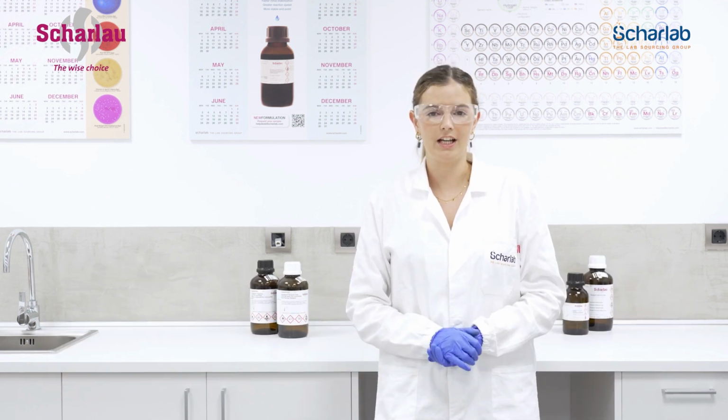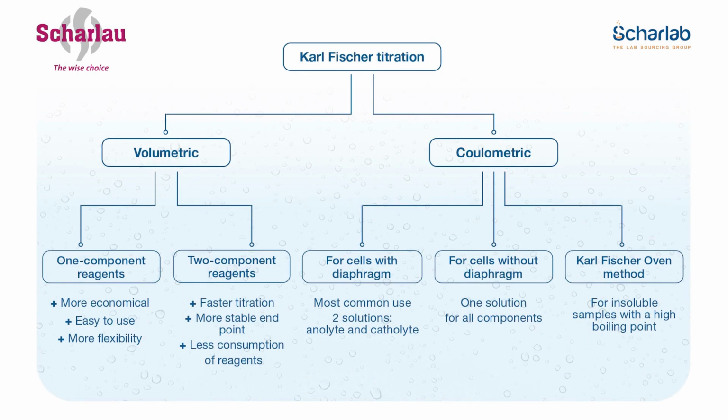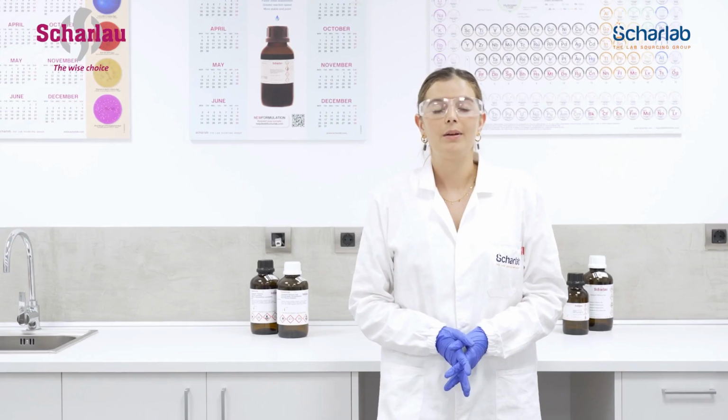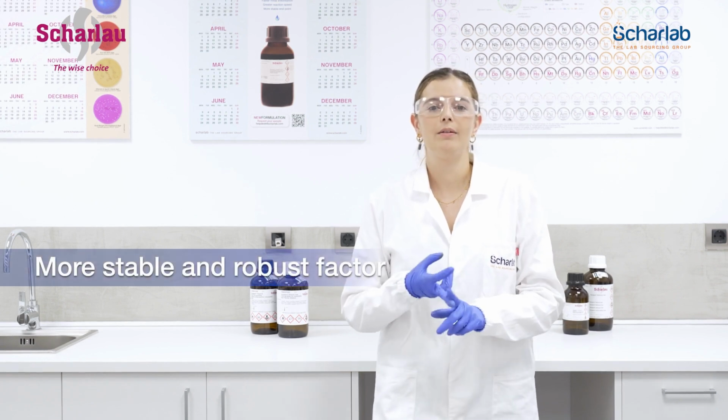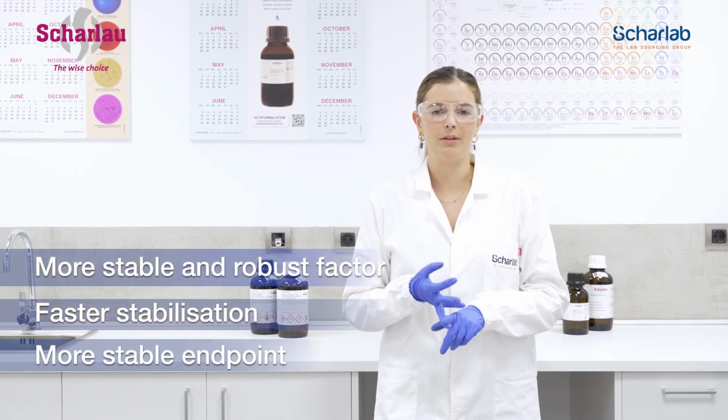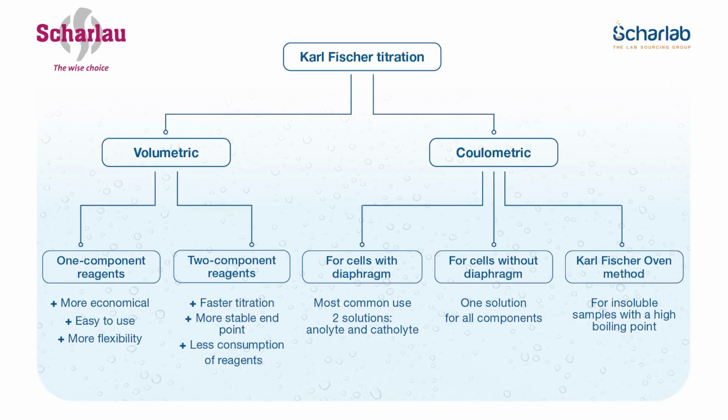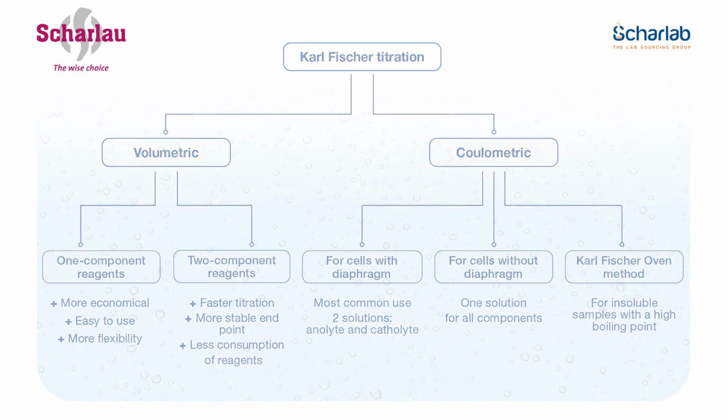Charlotte's reformulated Aquagent range for Karl Fischer allows you to measure the amount of water in many samples and at very different concentrations, with reagents of exceptional quality. Some of the advantages of the new formulations are a more stable and robust factor, faster stabilization, and a more stable endpoint. Now then, are you unsure when to use a volumetric reagent or a coulometric one?